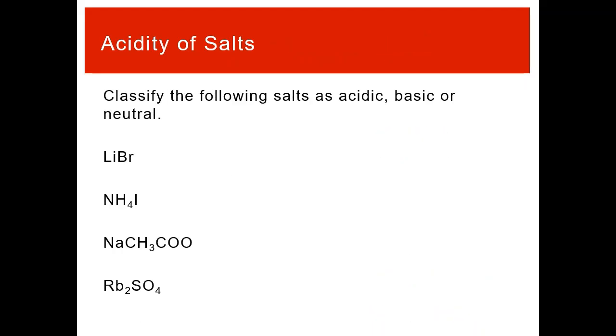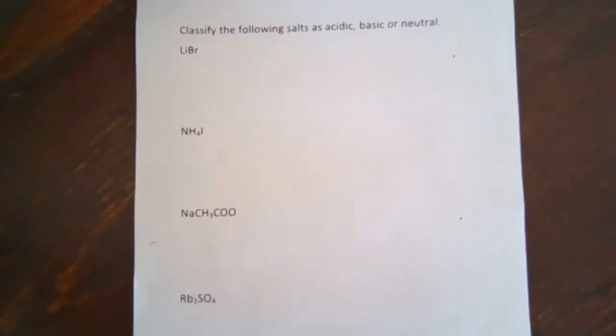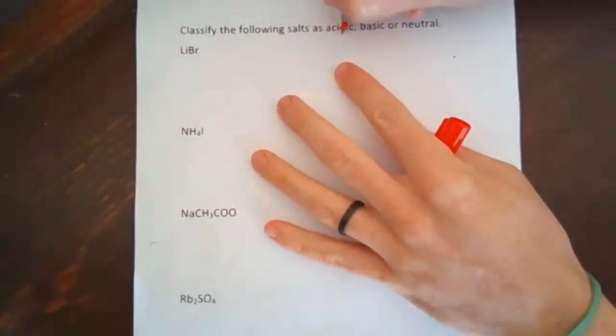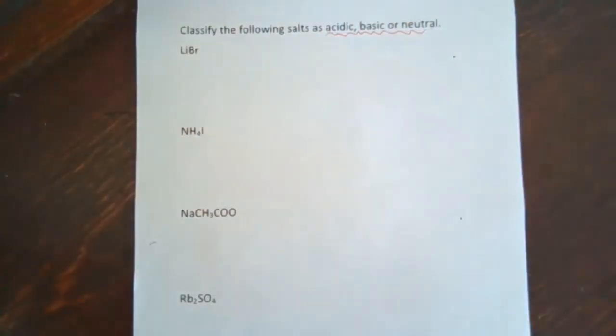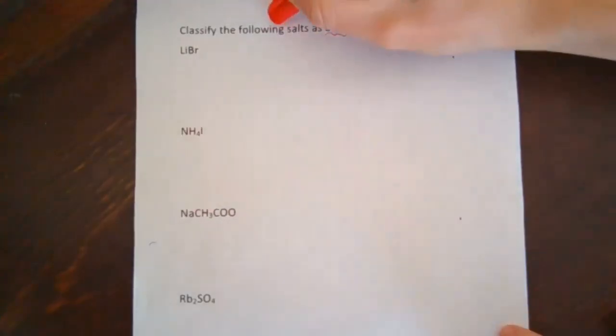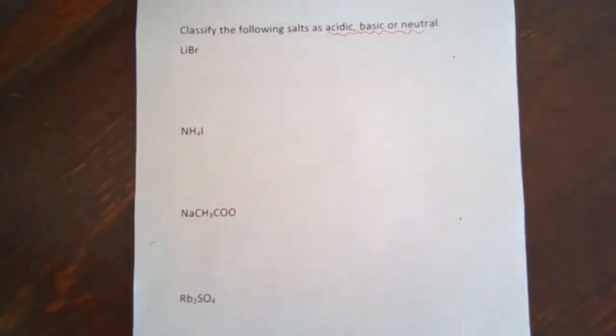Let's do some examples. Classify the following salts as acidic, basic, or neutral: LiBr, lithium bromide, NH4I, ammonium iodide, NaCH3COO, sodium acetate, and Rb2SO4, rubidium sulfate. So we want to identify salts that can be acidic, basic, or neutral. And in order to do that, really the main part is figuring out what the ions are. We know that these are all salts, so they're going to separate out into the individual ions, and then we want to diagnose each ion. Each of the ions can potentially be acidic, basic, and so on.